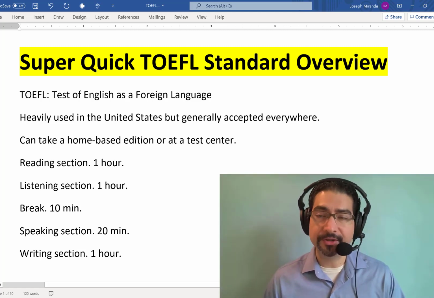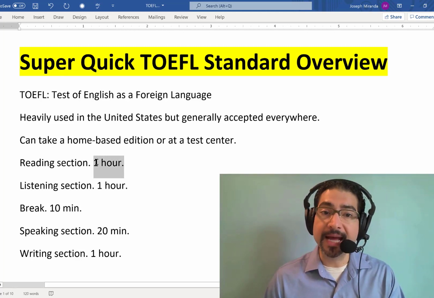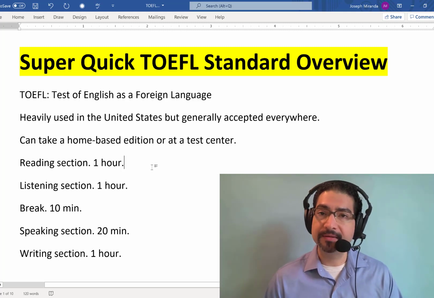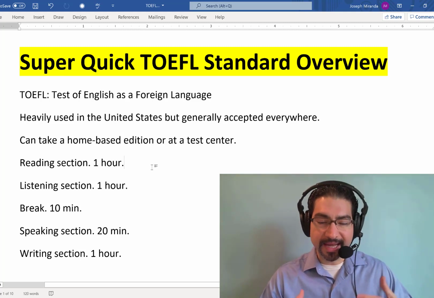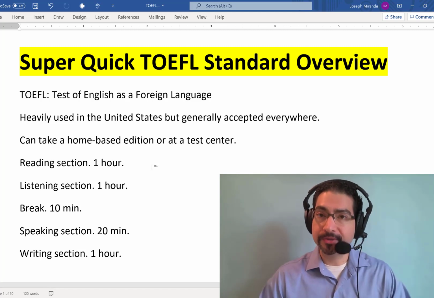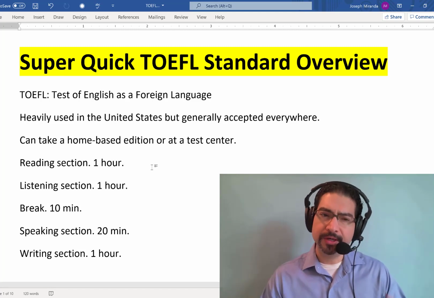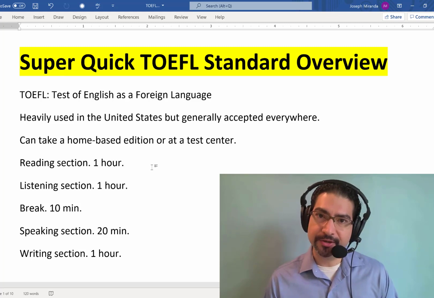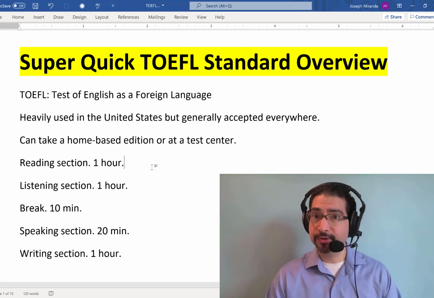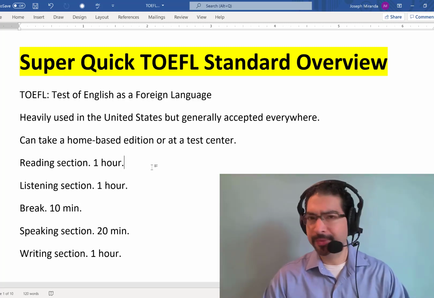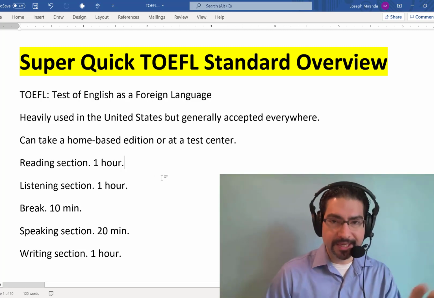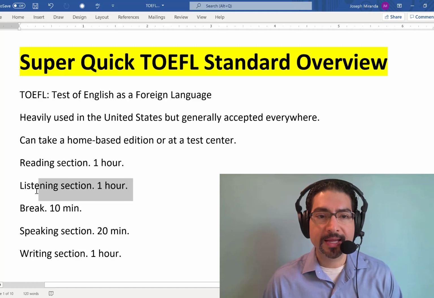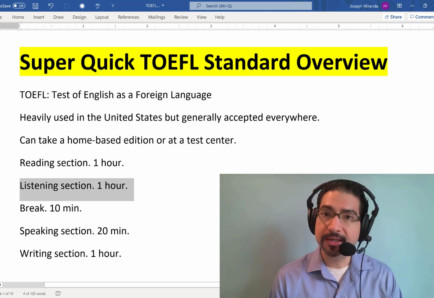So with that, what about your exam? The reading section is the first section you're going to get, and it's an hour long. You'll have articles of about 700 words that you're going to answer questions on under timed conditions. We're going to speak specifically about each section in the future, but I just want to give you a super quick overview, assuming that you're brand new to everything. After 1 hour of reading and answering questions, the next thing you're going to do is move into a listening section.